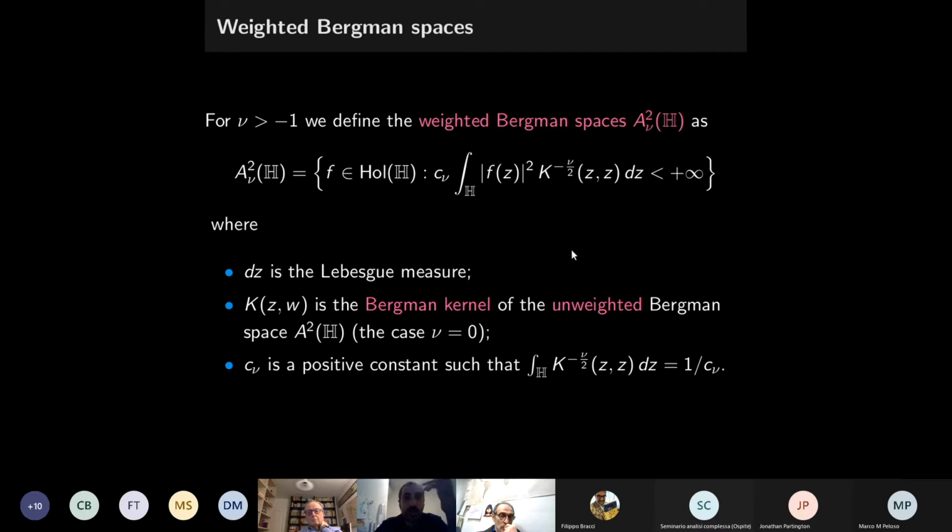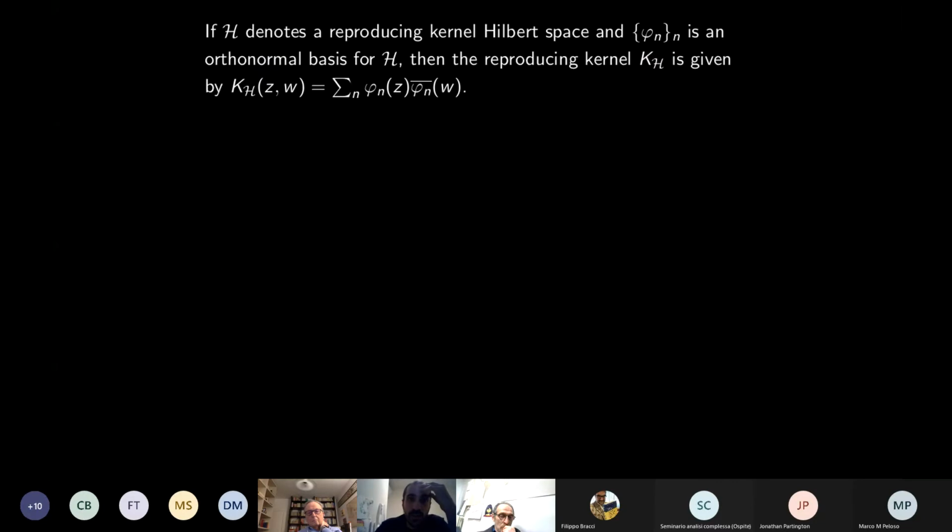So, okay. What about the Bergman kernel in the weighted case? Can we find this kernel? The answer is yes. It's quite easy to find because, in general, if you have H, a reproducing kernel space with an orthonormal basis phi n, then the reproducing kernel of the space, K_H(Z,W), is given by this sum: phi n of Z times phi n bar of W.